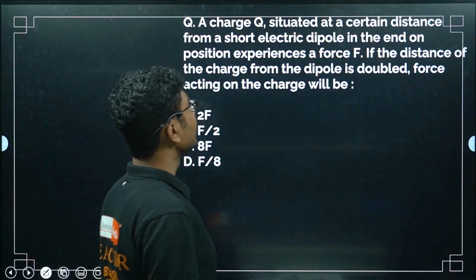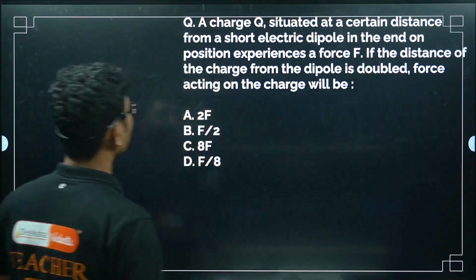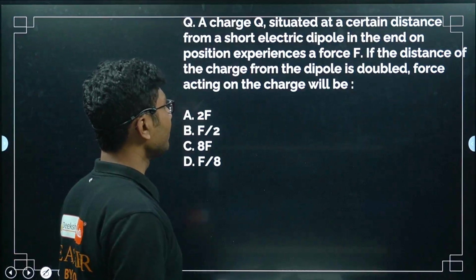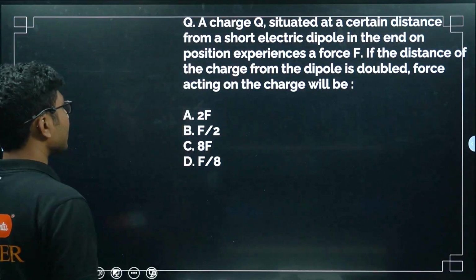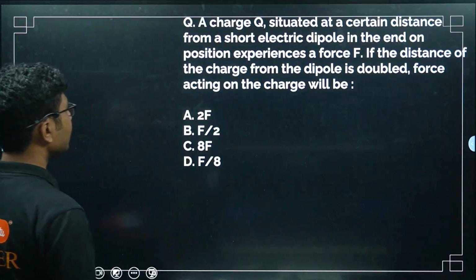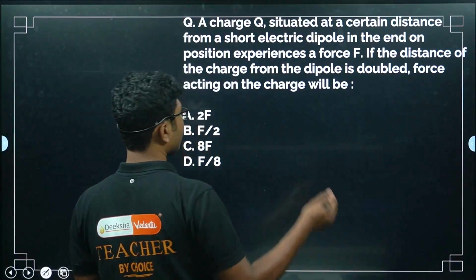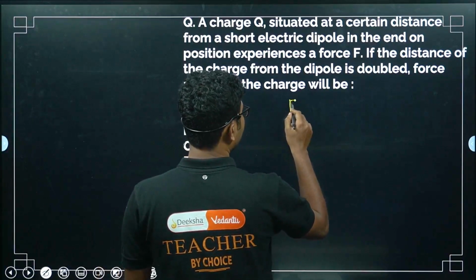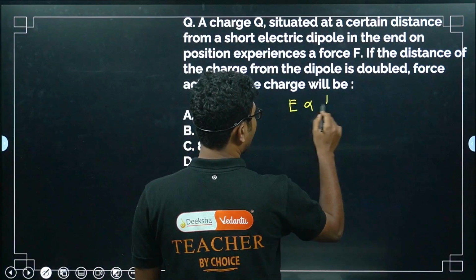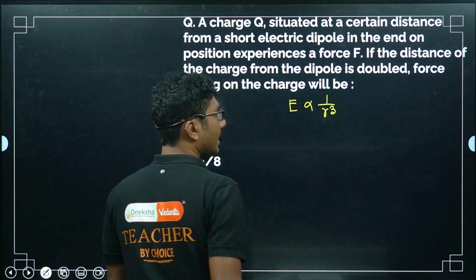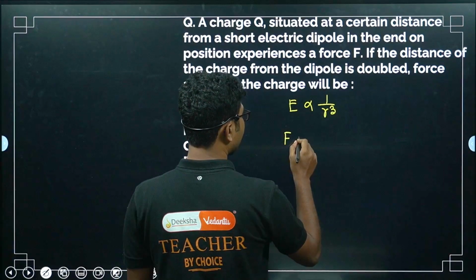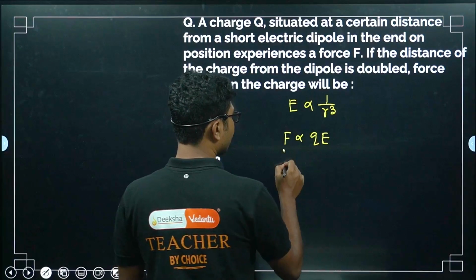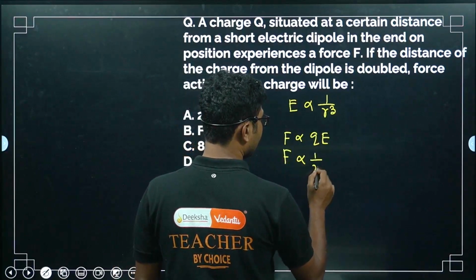A charge q situated at a certain distance from a short electric dipole in the end position experiences a force F. If the distance of the charge from the dipole is doubled, the force acting on the charge will be. Very simple question. We know that the electric field due to a dipole is proportional to 1 by r cube. So the force experienced by the charge, proportional to q times E, is also proportional to 1 by r cube.